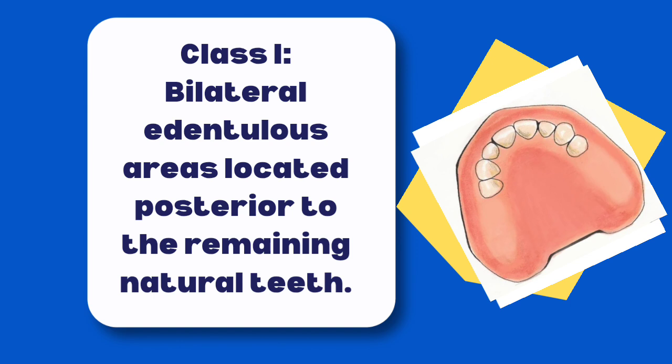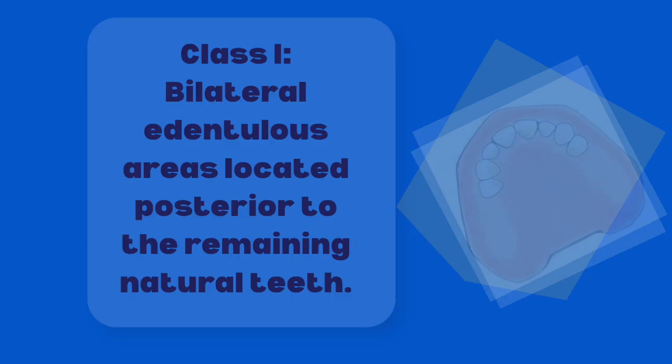Class 1: bilateral edentulous areas located posterior to the remaining natural teeth. This means there are missing teeth on both sides of the arch located towards the back. An example would be missing molars on both sides of the upper or lower jaw.